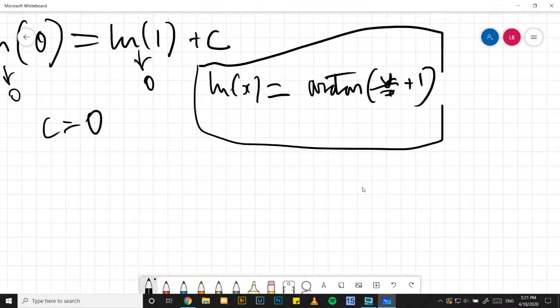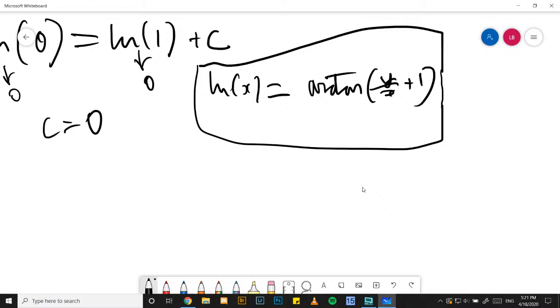However, you do need to make it into a form that's in terms of y. So again, you would do this by changing up this arctan thing over here. Basically, flip the arctan to the other side. So y over x plus 1 is equal to the tangent of ln of x.